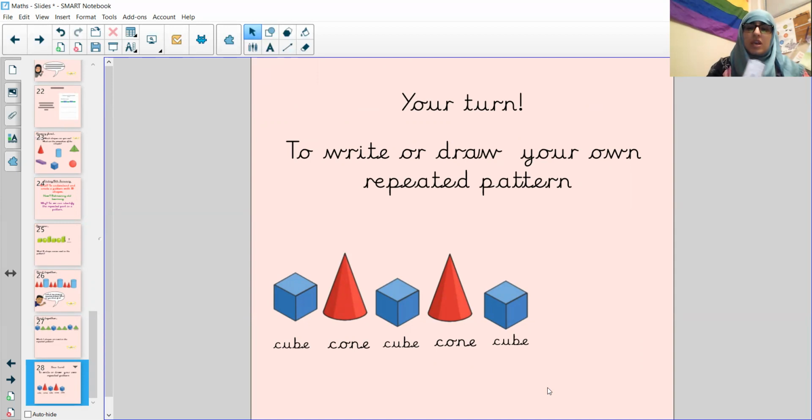So I've shown you 3 different ways you can represent this. You can draw it if you want to, you can write it if you want to, you can use objects around your house if you want to. It is up to you. Whatever you do, please send us a picture and evidence me, and I would love to see how creative your 3D shape patterns are.